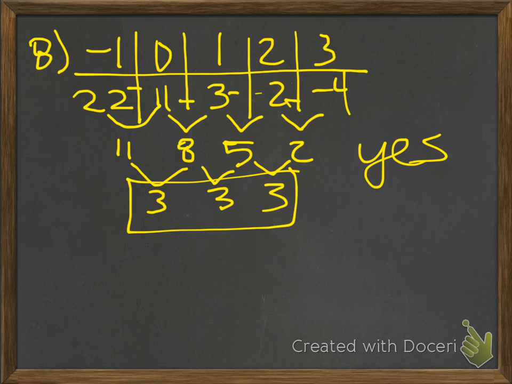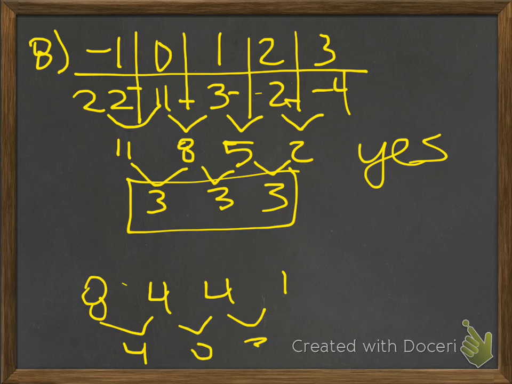Number 7, I should have done the same thing. But when I subtracted, I would have had 8, 4, 4, 1. Subtract, and you've got 4, 0, 3. So on number 7, when you subtracted, these were the first answers. These are your second set of answers. And since the second set are still different, the answer was no. They're not equal, so it's not quadratic.